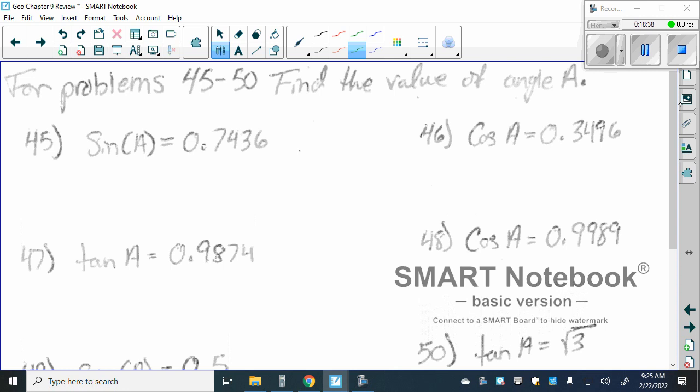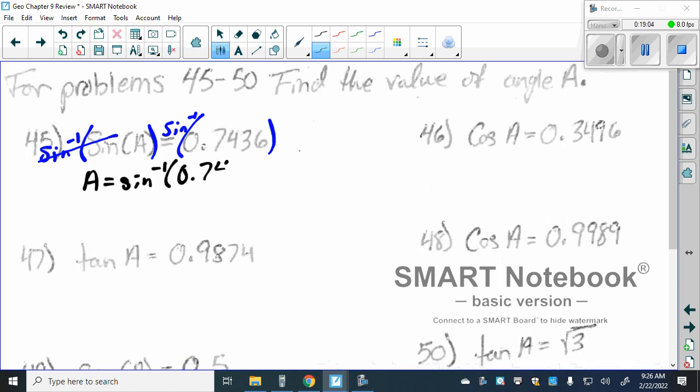45 through 50. Inverse. Because for 45, the only way I can undo sine of A to get A out is with sine inverse. Taking sine inverse of both sides, sine and sine inverse will cancel, telling me that A is equal to sine inverse of 0.7436.